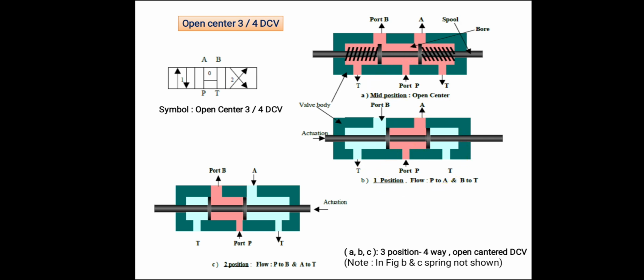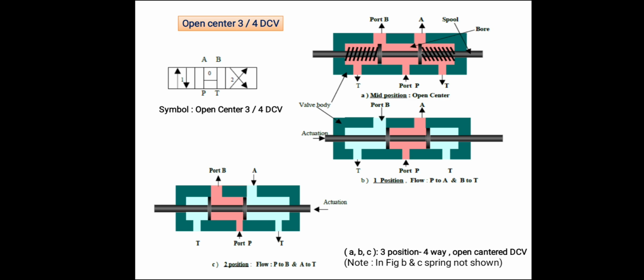In this second position, port P is connected to B, and working port A to T. When the valve is unactuated, the valve will assume its center position due to the balancing opposing spring forces.